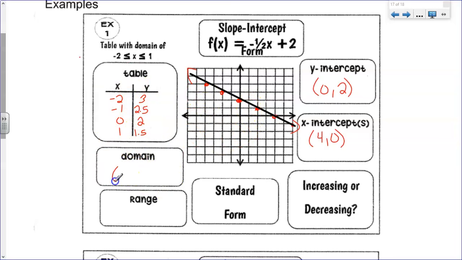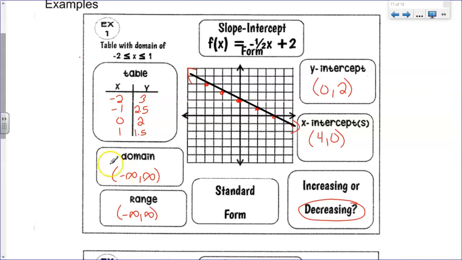Our domain is going to be all real numbers because it continues in both directions, left to right. And then our range is going to be all real numbers also. Again, the domain and range for a linear function is always all real numbers. Okay, is this increasing or decreasing? Negative slope, going down from left to right, so it's decreasing.